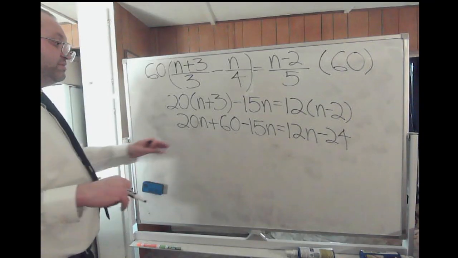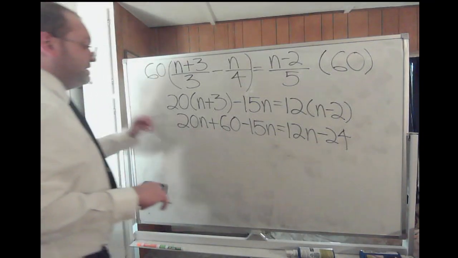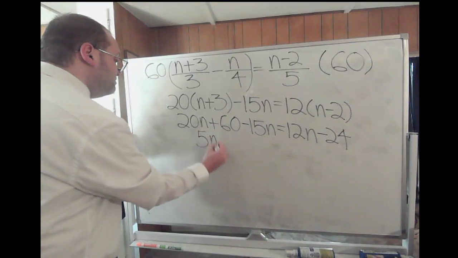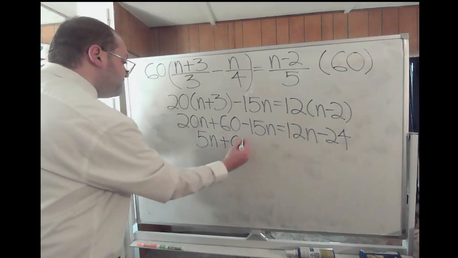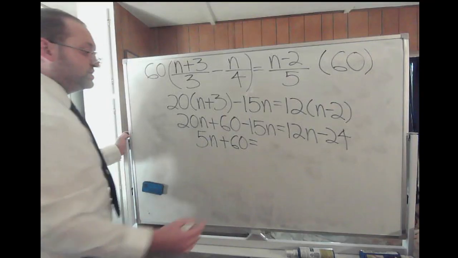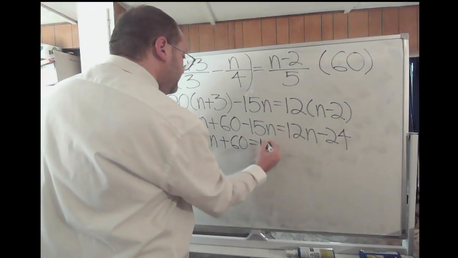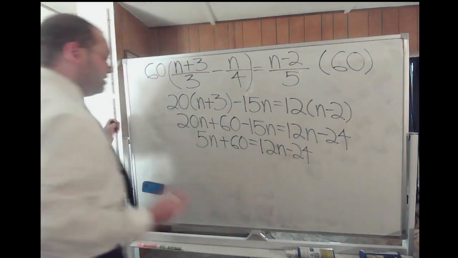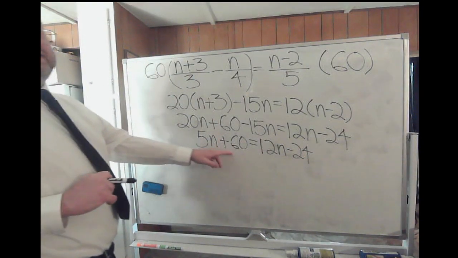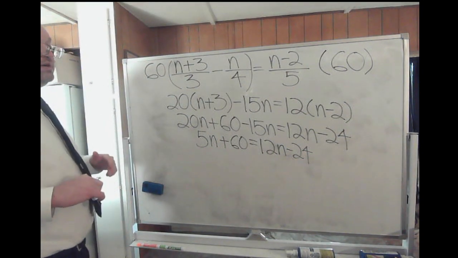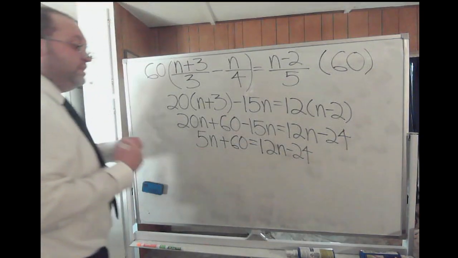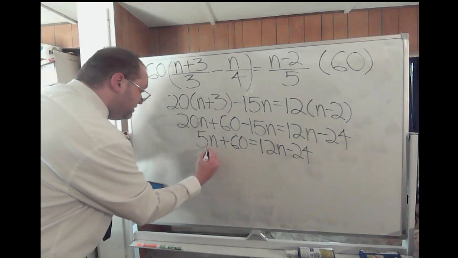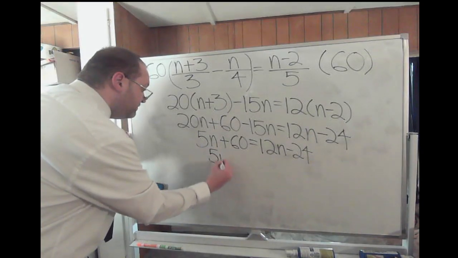So let's go ahead and simplify the left-hand side. 20n minus 15n, that's just going to be 5n plus 60 equals 12n minus 24. Well, we want to get that 5n by itself on the left-hand side, do we not? We have a plus 60, so we need to do minus 60. If you subtract 60, you will get 5n by itself.